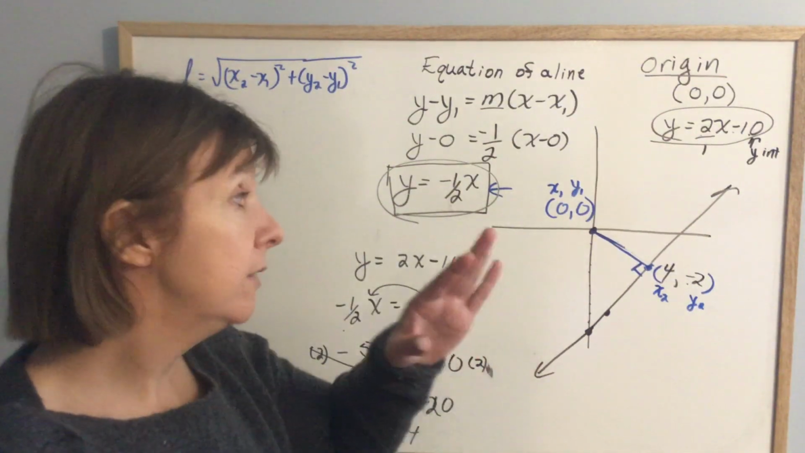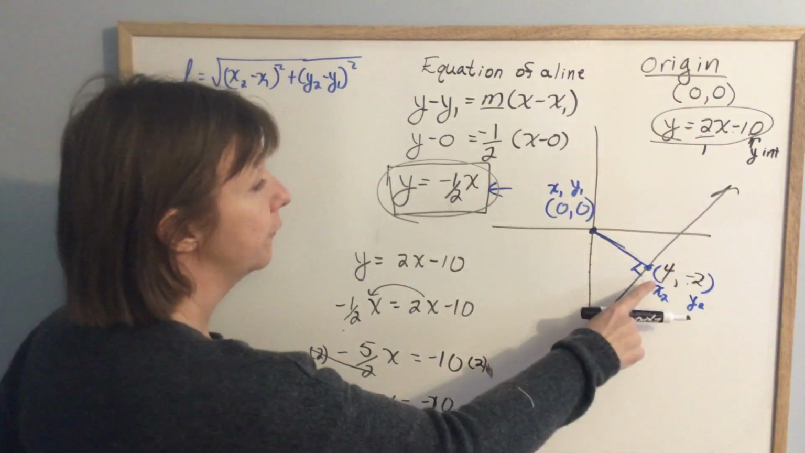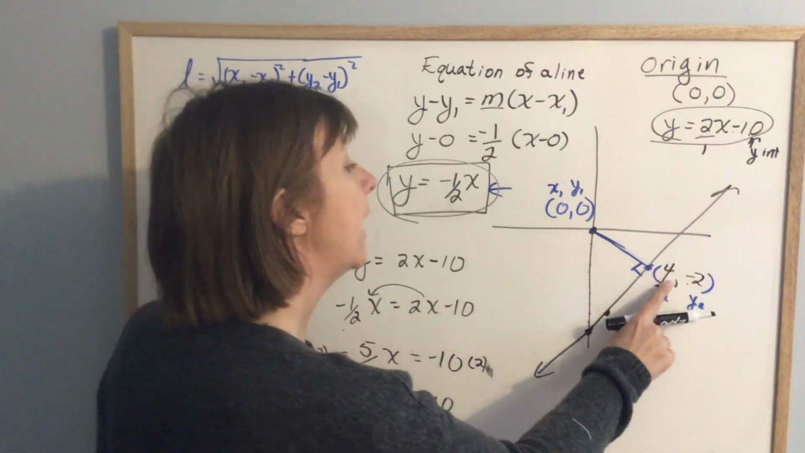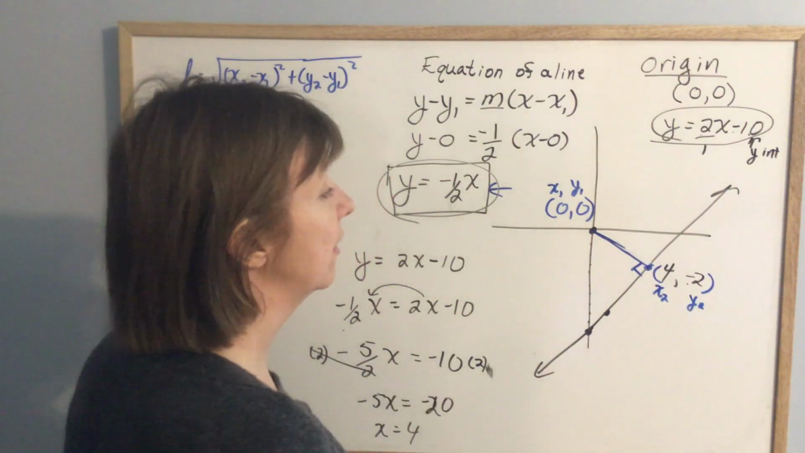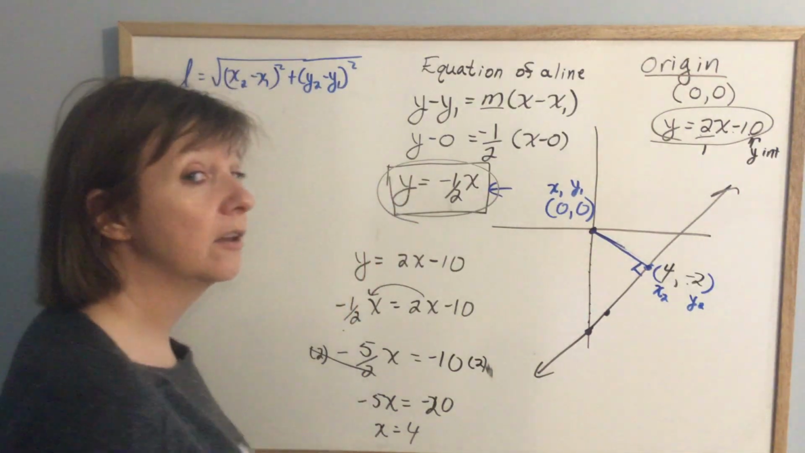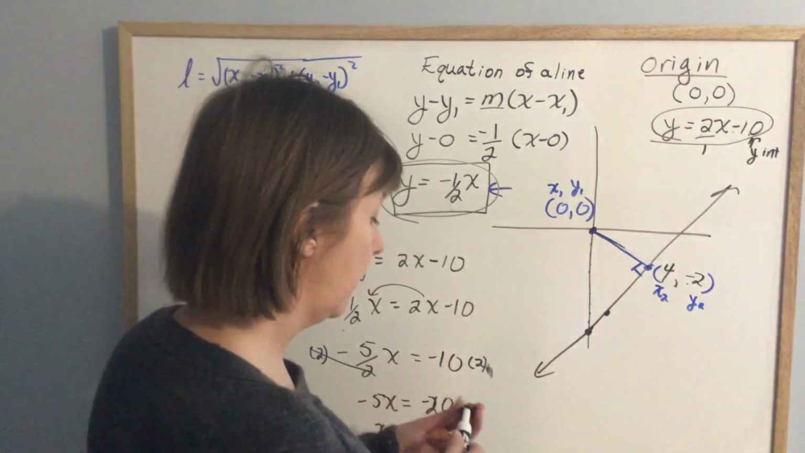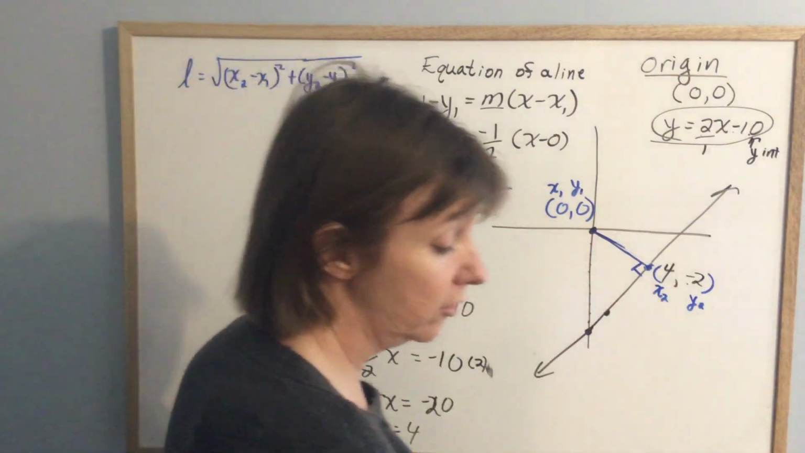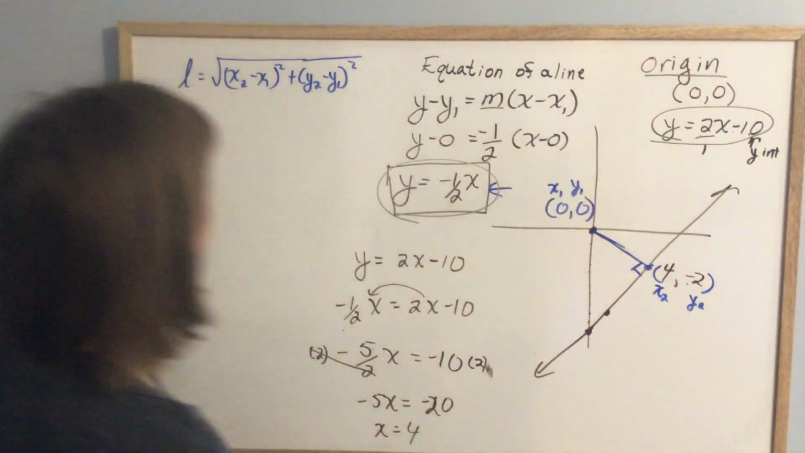All right, so now what I've done is I have figured out the beginning of this line I knew was at 0 and 0. Now I know the end of this line is 4 and negative 2, which means I can figure out the length of that line because I have an x1 and a y1 and I have an x2 and a y2. So I can figure that out.